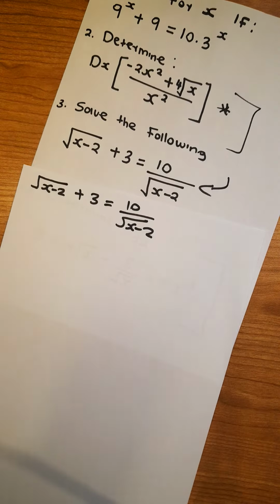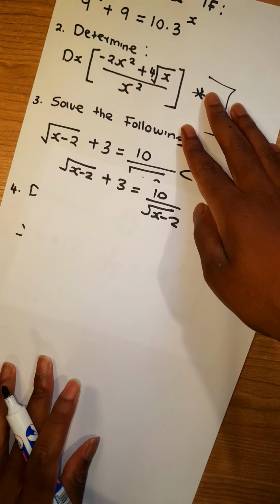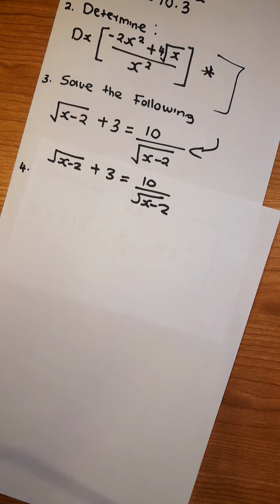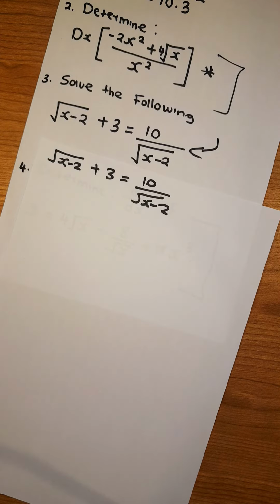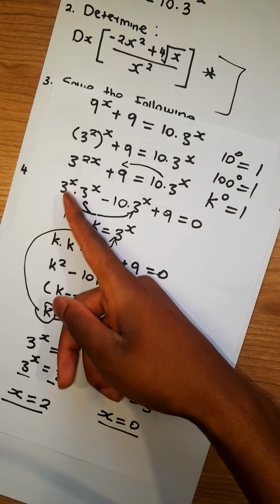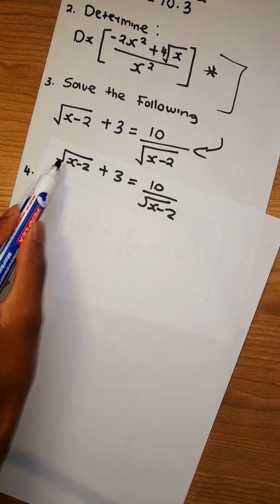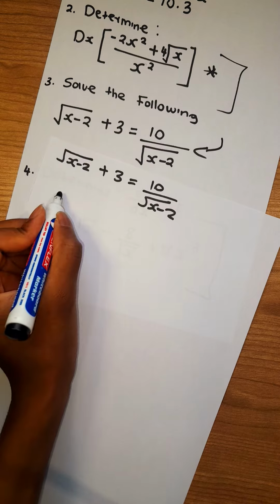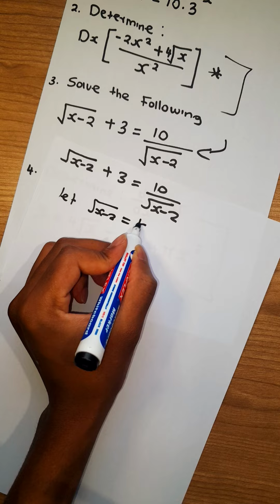Let me tell you something. If you are writing your June exam, your supplementary June exam, or the high school June exam, here's your advice. Whenever you see two factors that are actually equal, change those factors to k. If you check, even on the previous video, the moment we saw that we are having a lot of 3 to the power x's, we just turned those things to k. So at this point, you realize that we are having the root of x minus 2, and we're having the root of x minus 2. So just let the root of x minus 2 equal k.